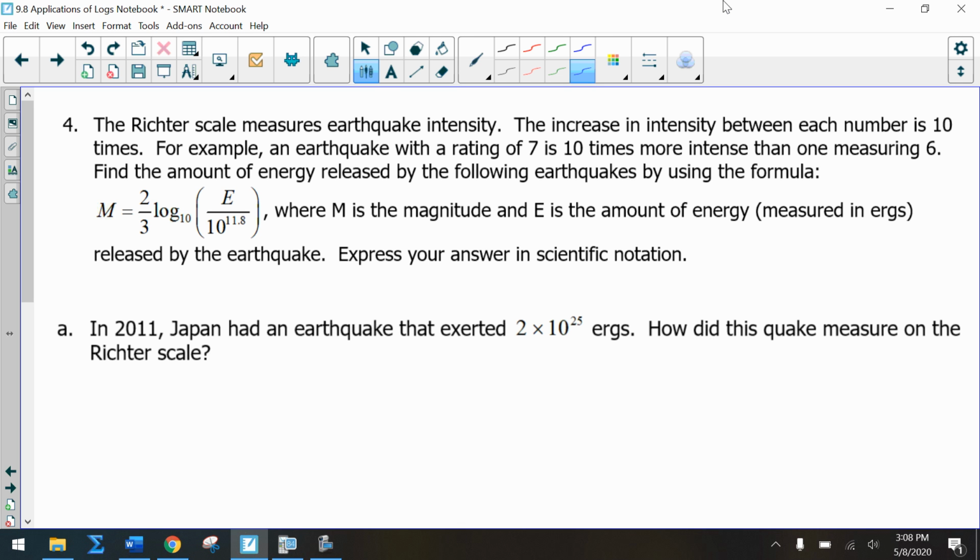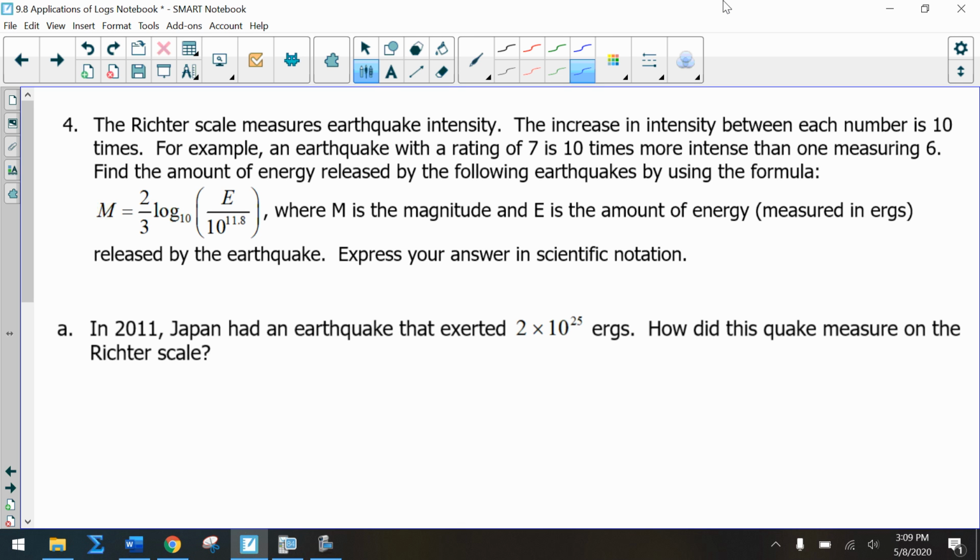Find the amount of energy released by the following earthquakes by using this formula. So it's a log base 10 formula, okay? And where m is the magnitude and e is the amount of energy measured in ergs released by the earthquake. And express your answer in scientific notation. So we're going to see how that looks in our calculator as well.